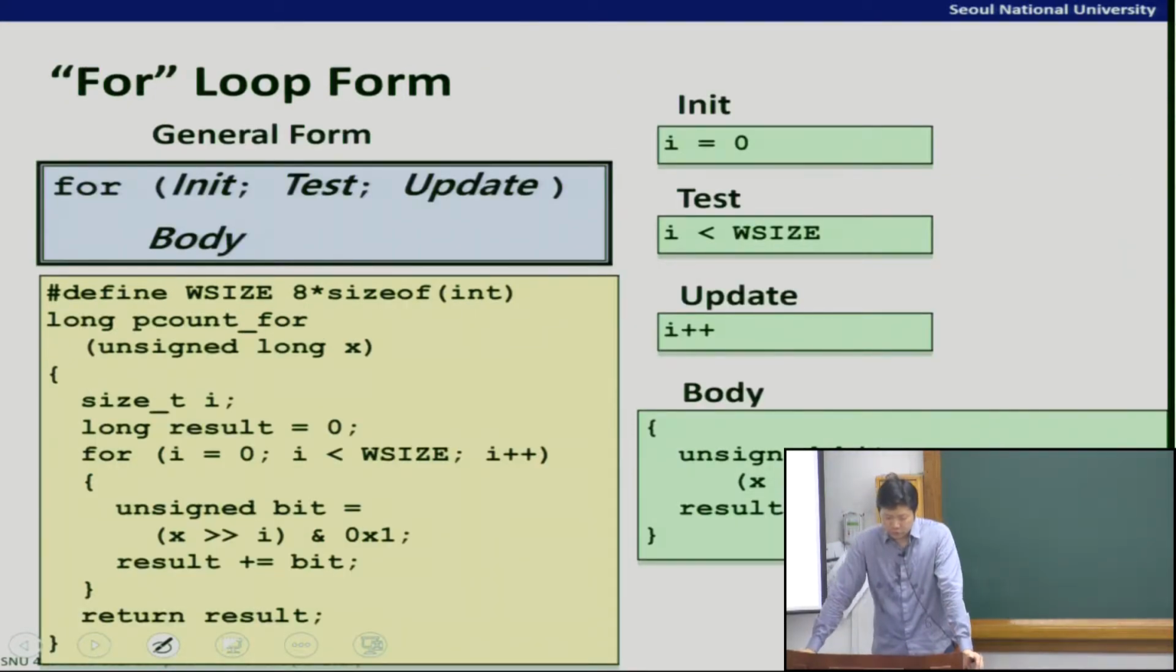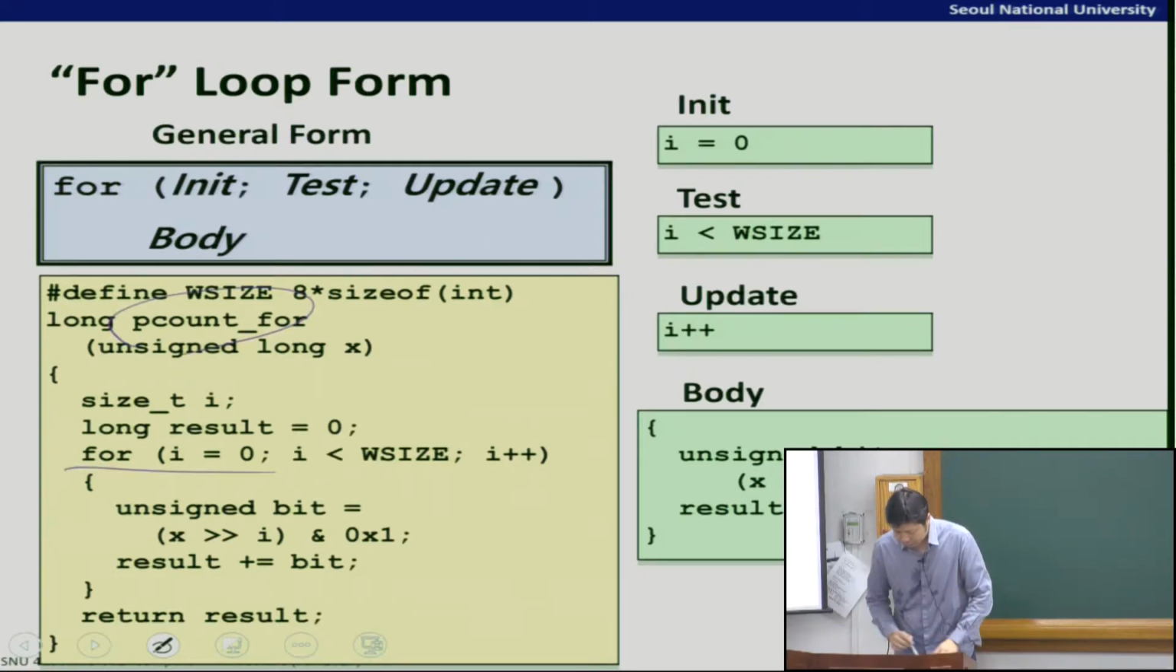Finally, maybe the most general form is a for loop, right? The for loop has three things: initial value, test, and update, followed by the body of the loop, right? So we can rewrite this pop count function using a for loop, from 0 through word size, and you take a look at every single word, and if it's 0, then you add 0. If it's 1, you add 1 to the result. Otherwise, you simply drop it.